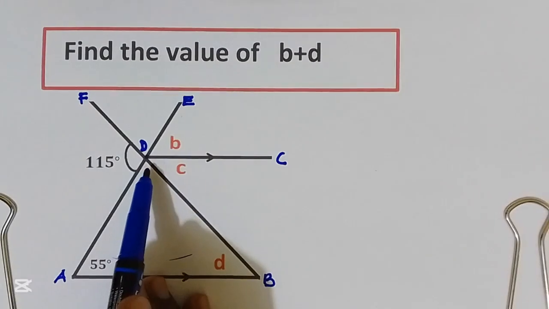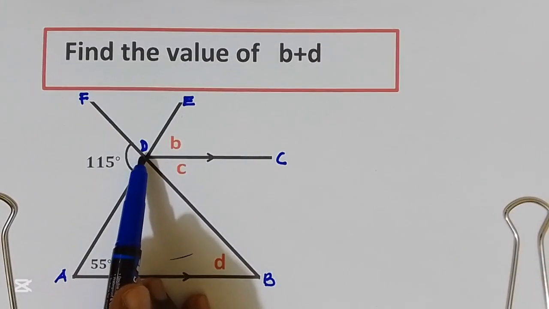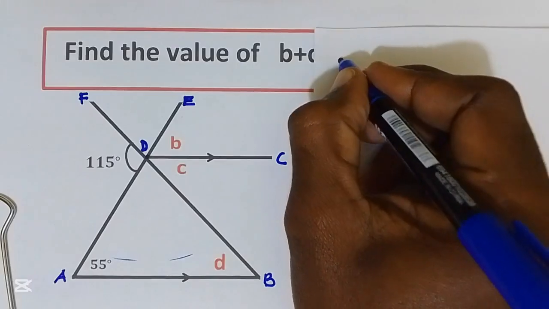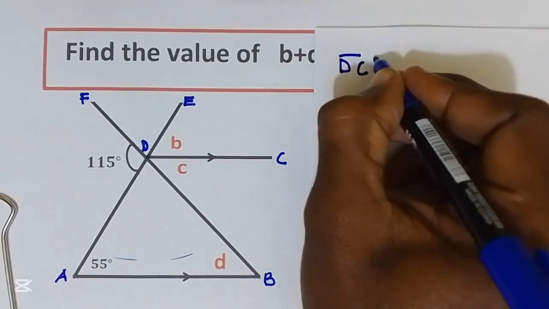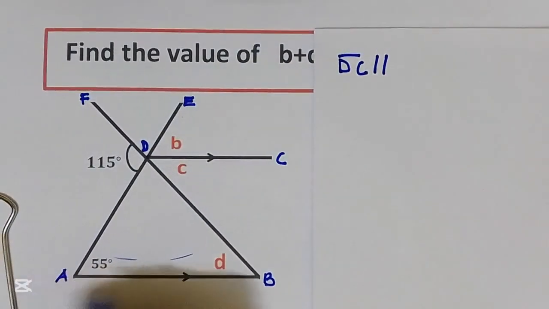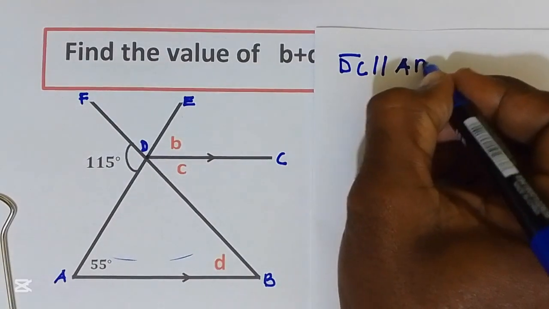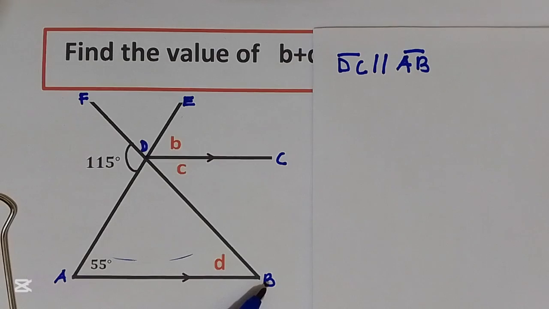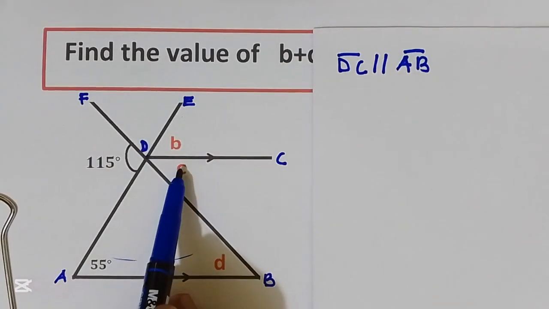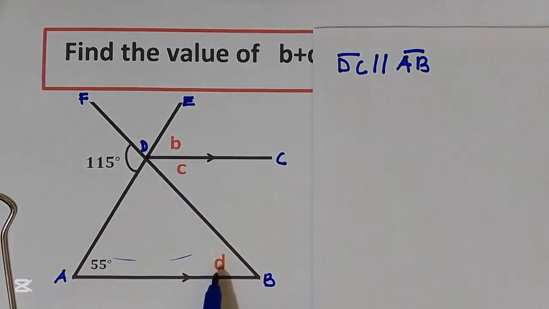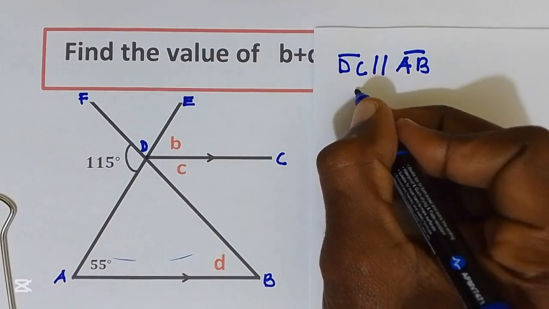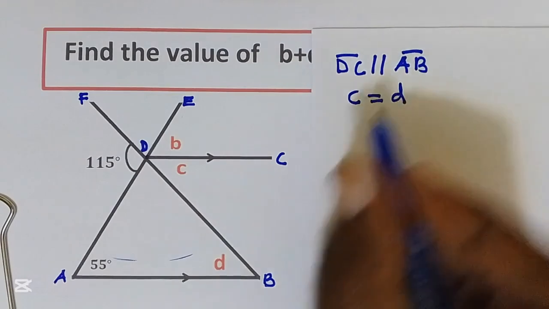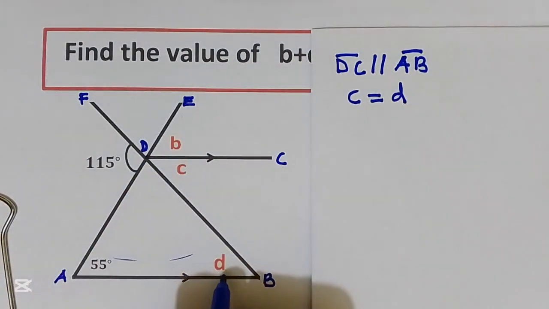First, they have given to us parallel lines, that is DC. It is parallel to AB. FB is a transverse line, which will give us C is alternate to D. That means C is equal to D. That is because of alternate angles, they are equal.